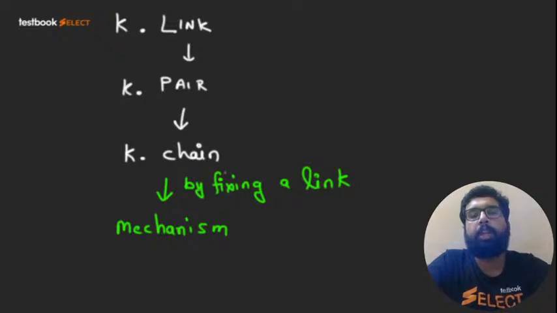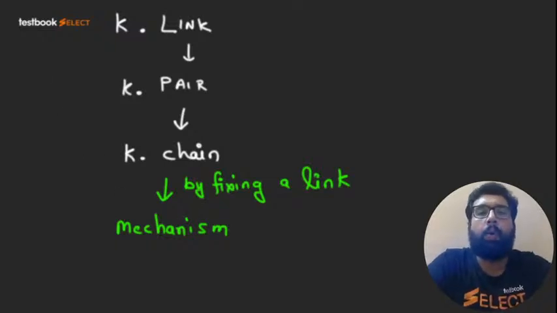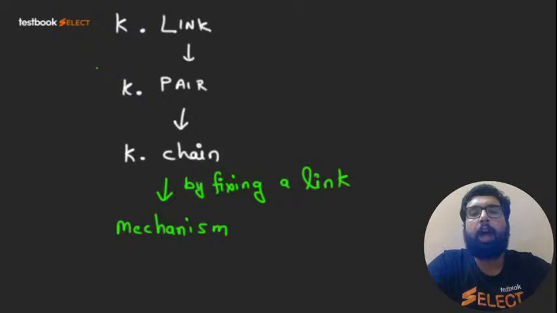So from a chain, how is a mechanism formed? It is formed by fixing a link. From a kinematic chain, we can form a mechanism by fixing a link of that chain. When we fix any link of the chain, it may become a mechanism.